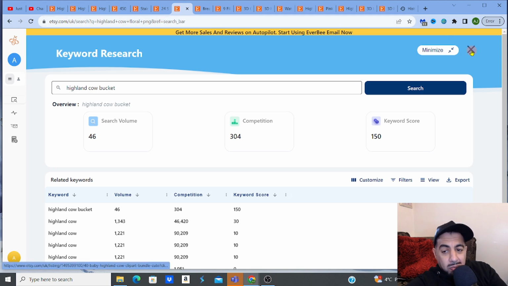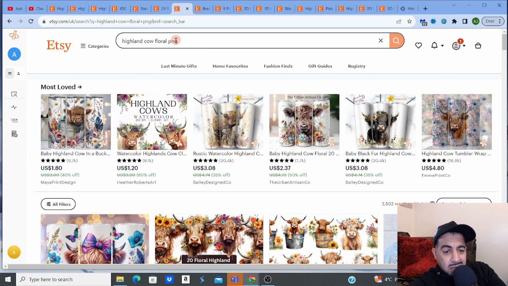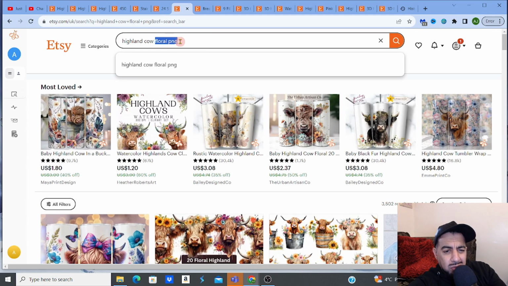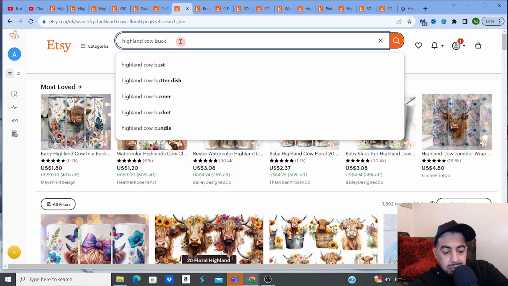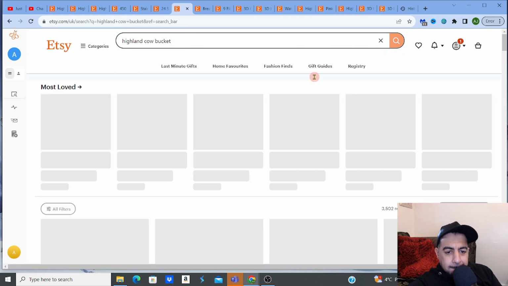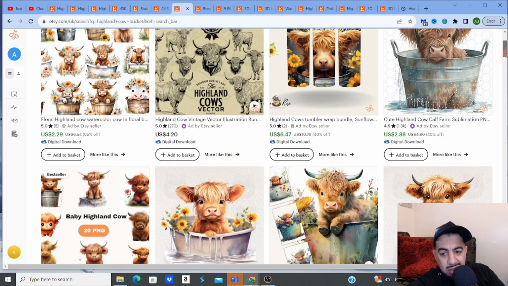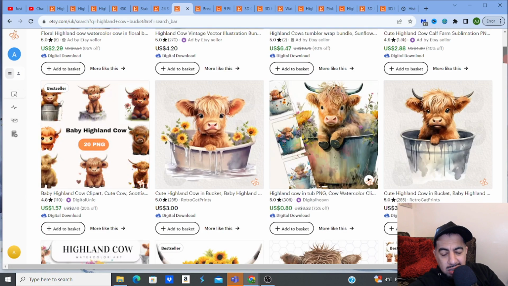Let's just go back out and we can verify these all the time. The beautiful thing is with EVERBEE, we can verify. So I've typed in floral, I might do bucket, and then I might see these bucket ideas. Okay, look, there you go. So you've got things like Highland cow in a bucket. See? So this is a low competition niche to get into.